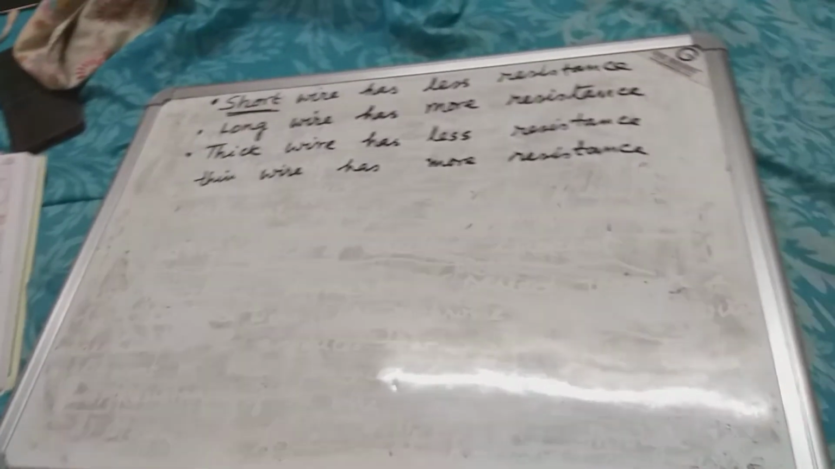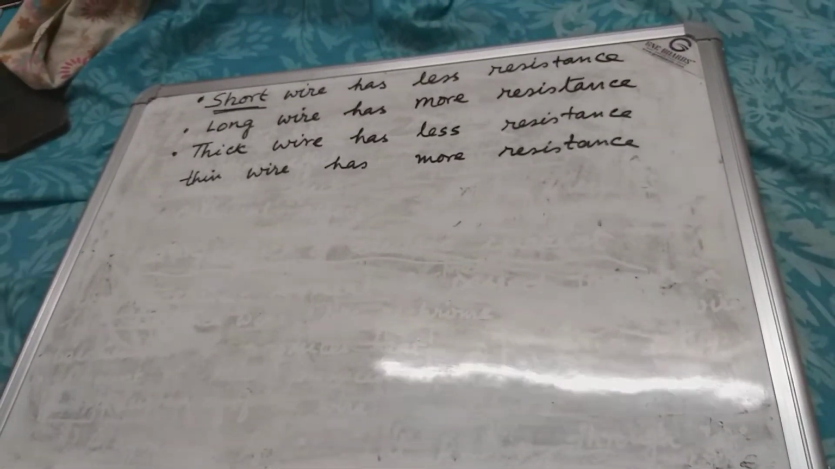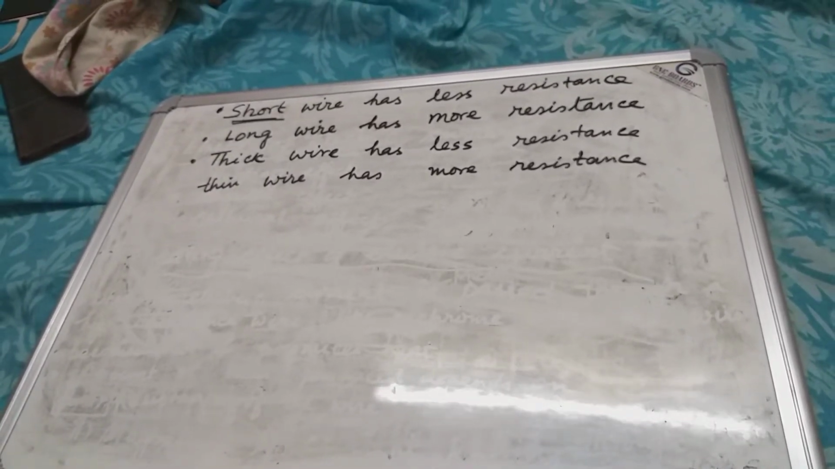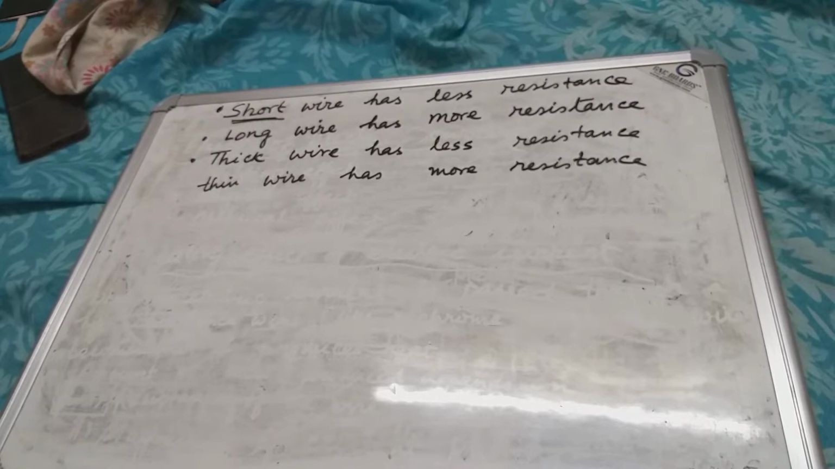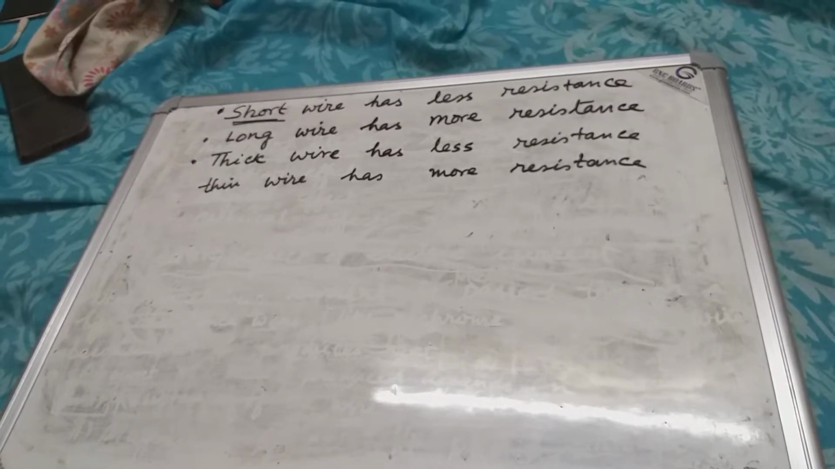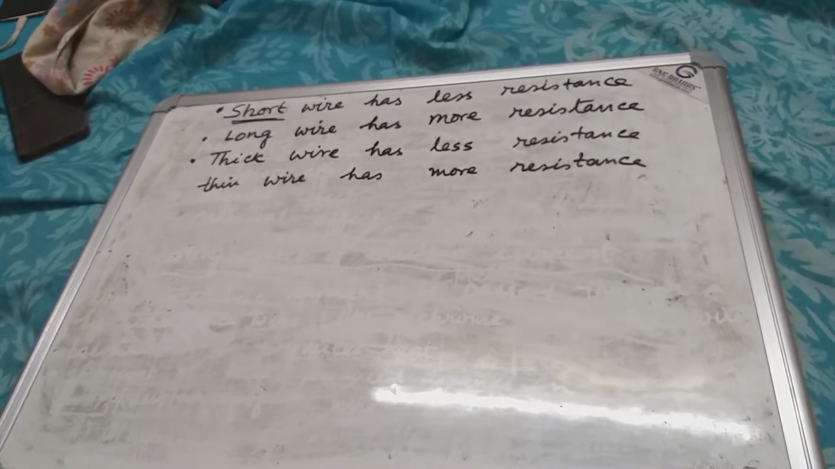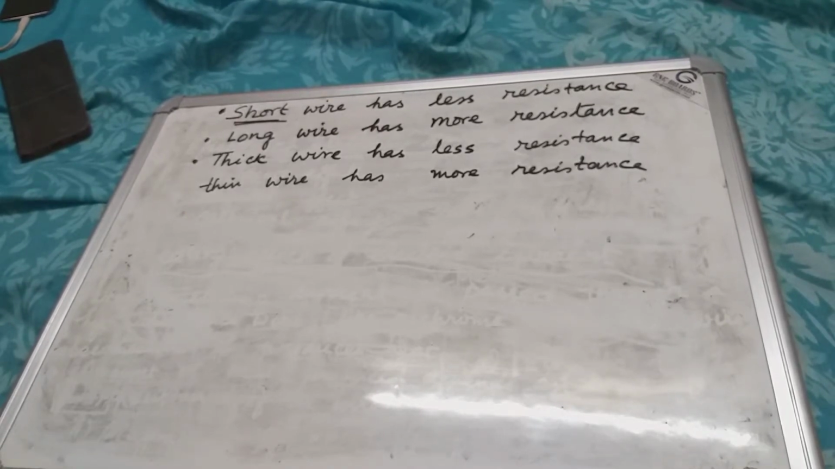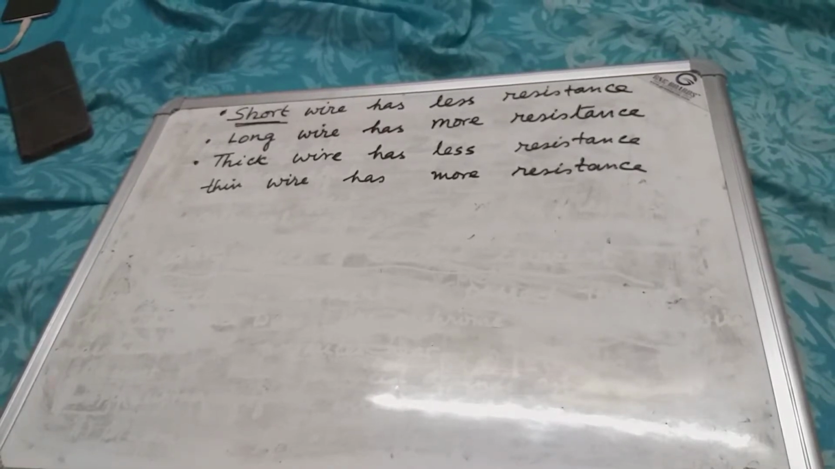So here, that point only I have given, that is, short wire has less resistance and long wire has more resistance, thick wire has less resistance, and thin wire has more resistance.